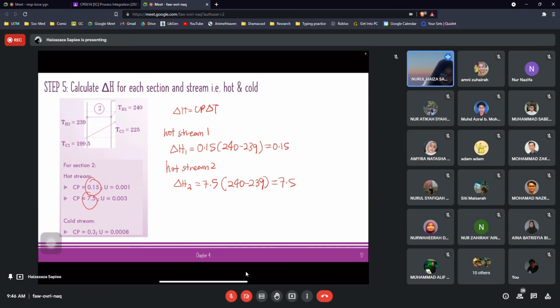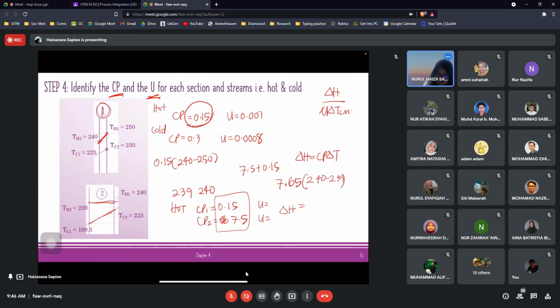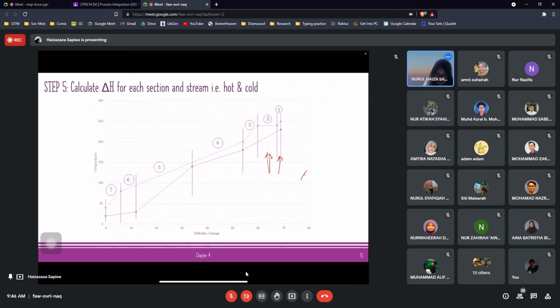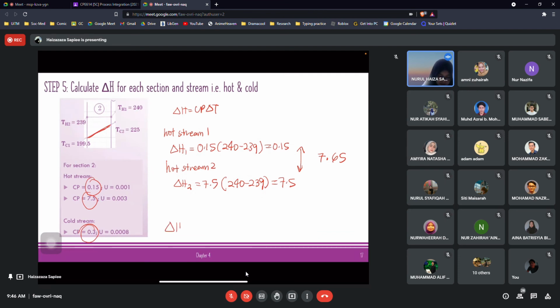Okay, tapi untuk cold stream dia hanya ada satu CP, so you can just calculate. So sebenarnya bila kita tambah ni kita akan dapat 7.65. So samalah kalau kita dah tambah dua-dua siap-siap. Okay. And then this one is your delta H untuk your cold stream. So still for, this one is for 2 lah. So it will just be 0.3 times with your 225 minus 199.5. So this would be about 7.65 juga lah.